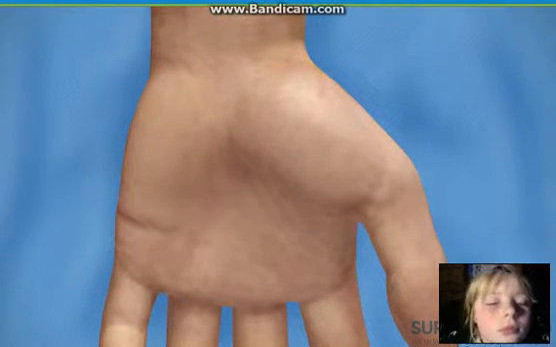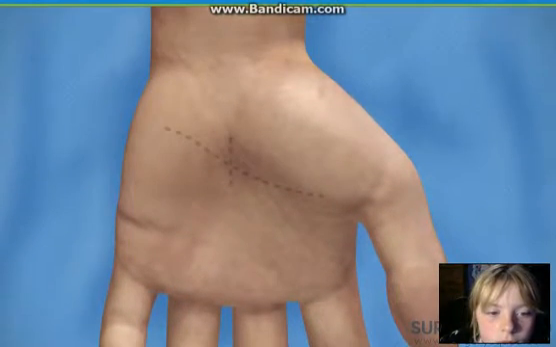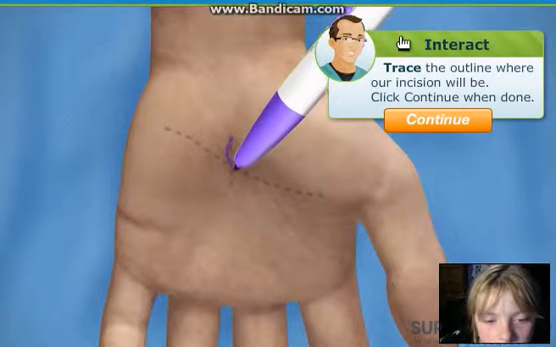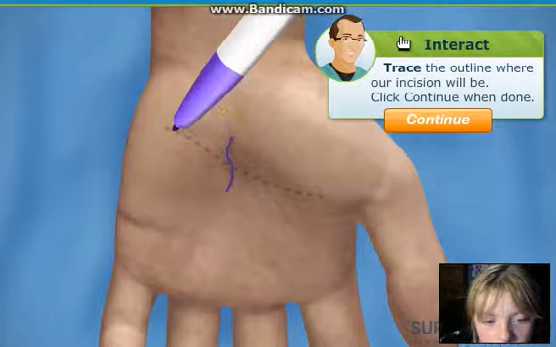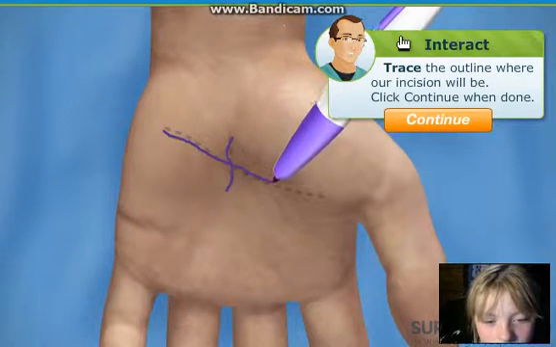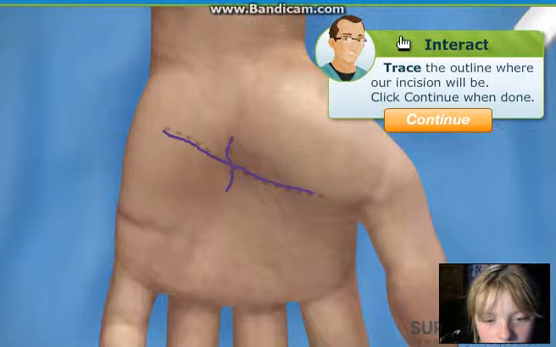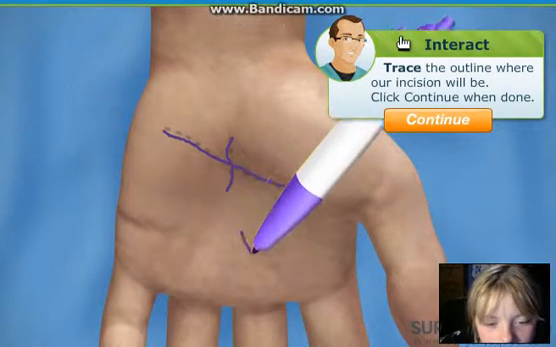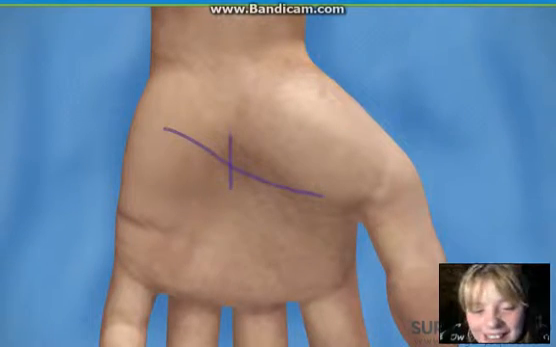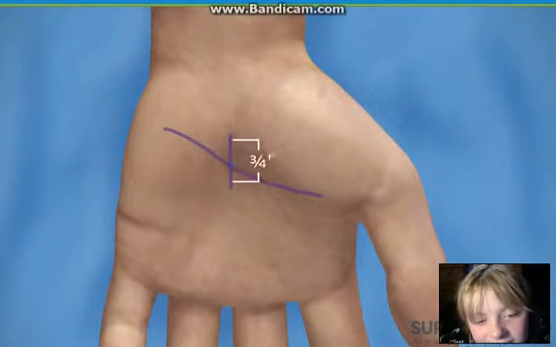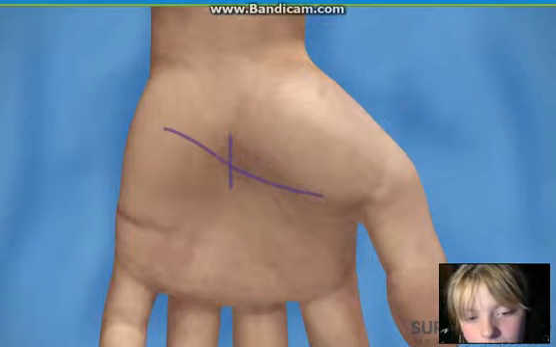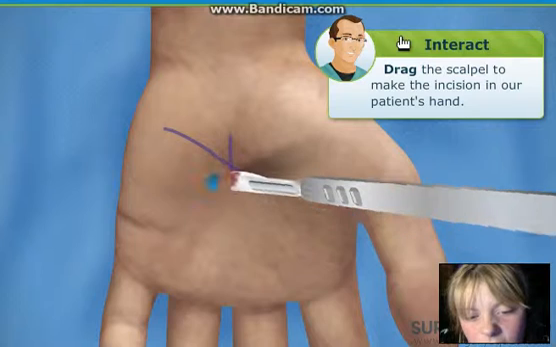I've already tied a tourniquet around the patient's upper arm. Can you go ahead and outline where we'll be making our incision? Looks good to me. We'll be making a 3/4 inch incision at the intersection of those lines. Now take the scalpel and make the incision.